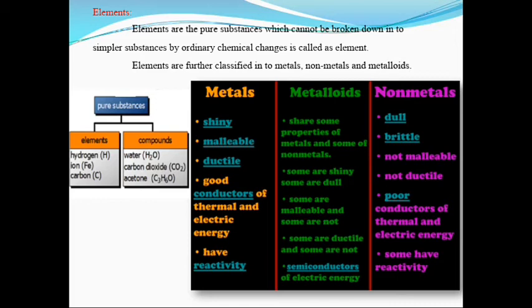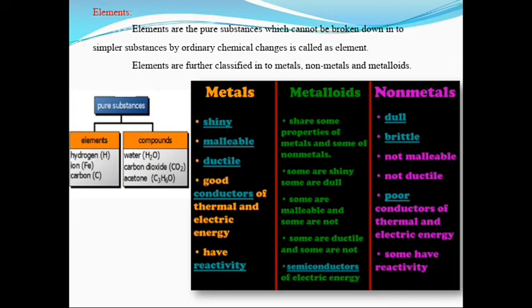Okay, while the non-metals, these are not good conductors of electricity, they are poor conductors of electricity as well as heat. They cannot conduct electricity or they cannot conduct heat as well. Okay, the metals, they are more reactive in nature, while the non-metals, they are less reactive in nature.